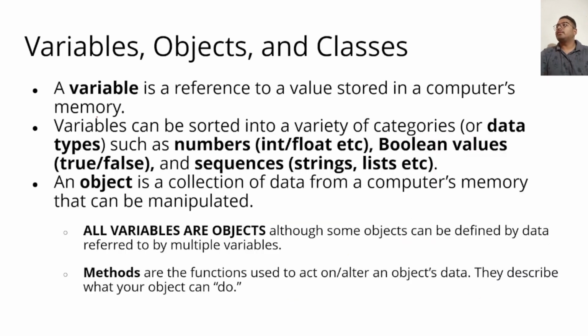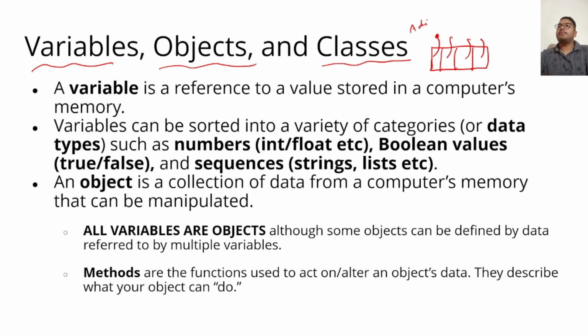Next, let's get started with variables, objects, and classes. Let's understand what these are in Python. First, a variable is a reference to a value stored in a computer's memory. For example, take these as certain memories in the computer. Take it as a plot of land. This is one particular plot, this is another, this is another. You register it under your name. Whenever I see this plot, my name comes to mind, that okay, this plot is mine. This particular memory is mine.